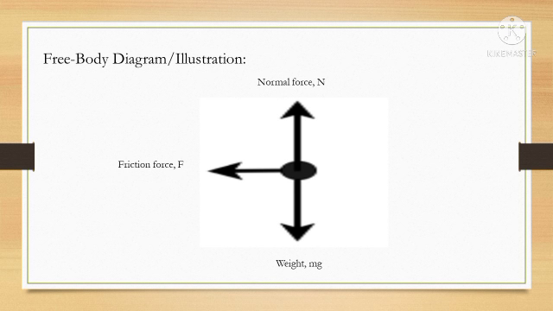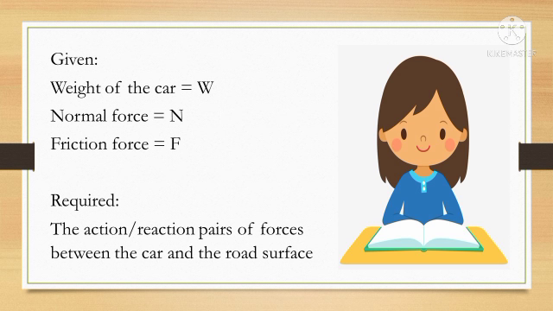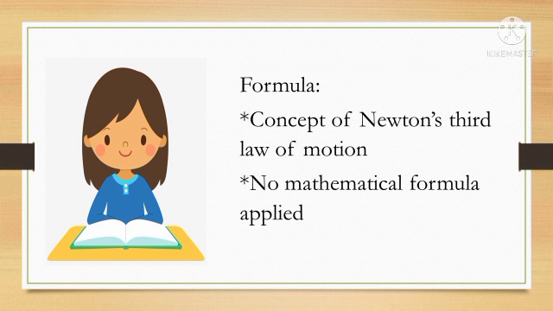The free body diagram can simplify the problem. Shown is the free body diagram for the problem. There is normal force N, friction force F, and the weight. For the given weight of the car, normal force, and friction force, we are required to find the action-reaction pairs of forces between the car and the road surface.